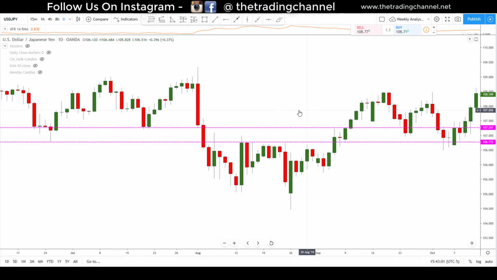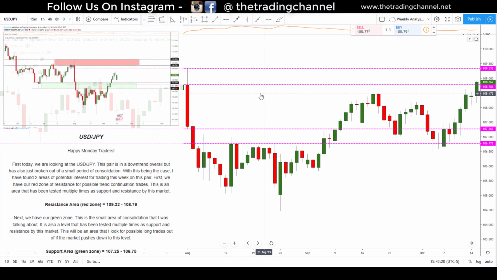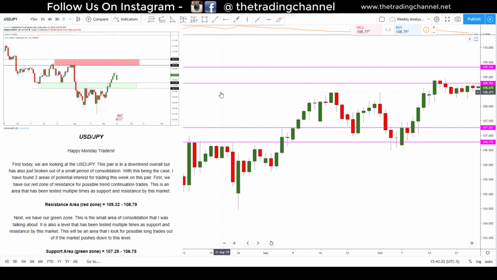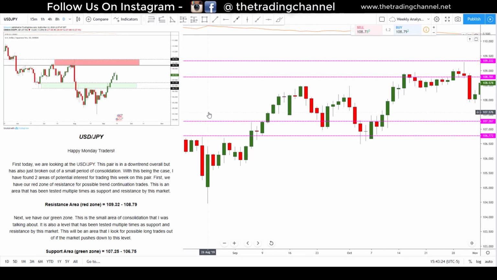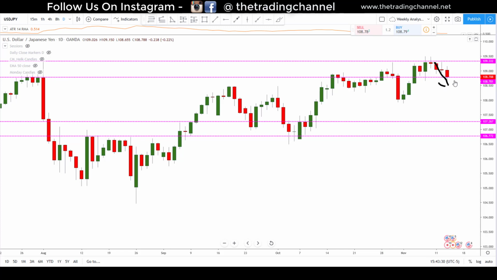Now remember our resistance zone on that last Pro Trader report. Where was our resistance zone? It was at 109.32 through 108.79. With that being the case, the market came into that area, found resistance. Came into that area, found resistance once more. And now we're getting up to date with current price action as the market has nearly found resistance again from this area.